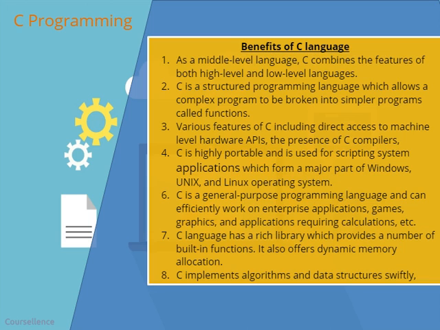6. C is a general-purpose programming language and can efficiently work on enterprise applications, games, graphics, and applications requiring calculations, etc. 7. C language has a rich library which provides a number of built-in functions. It also offers dynamic memory allocation. 8. C implements algorithms and data structures swiftly, facilitating faster computations in programs. This has enabled the use of C in applications requiring higher degrees of calculations like MATLAB and Mathematica.